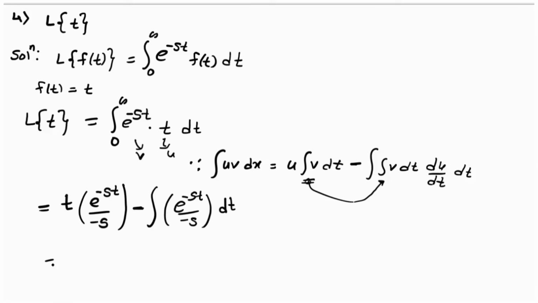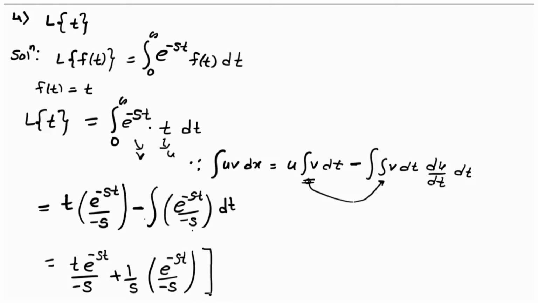Now here t e raised to the power minus st divided by minus s as it is, and this minus of minus is plus 1 upon s, again take the integration of e, so it is e raised to the power minus st upon minus s, and this whole term we get. Now in the next step we have to put the upper limit minus the lower limit.